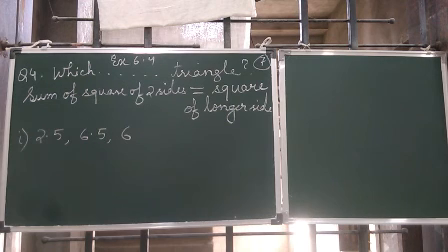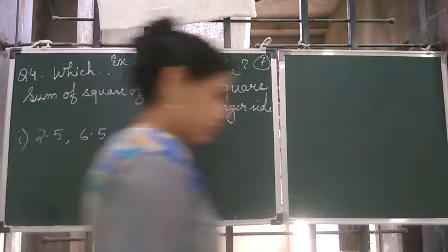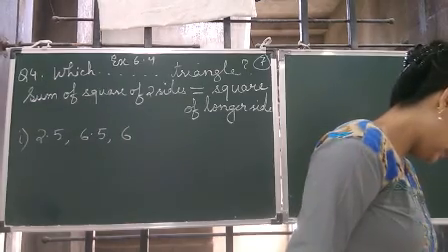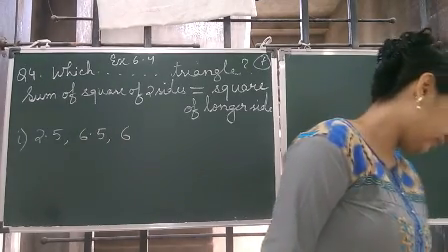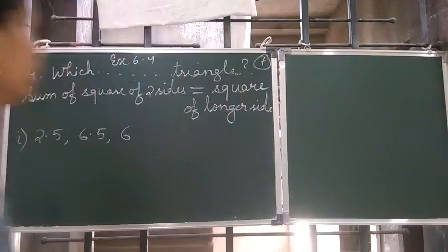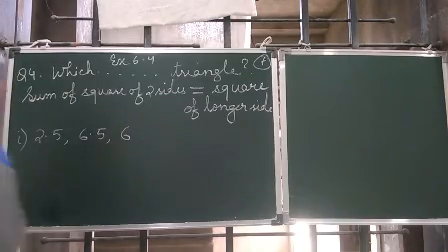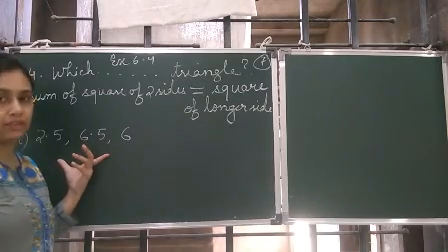Okay children, you can see we are continuing with the exercise. Question number 4 is: which of the following can be the sides of a right triangle. For being the sides of a right triangle, we should follow the property of Pythagoras theorem.